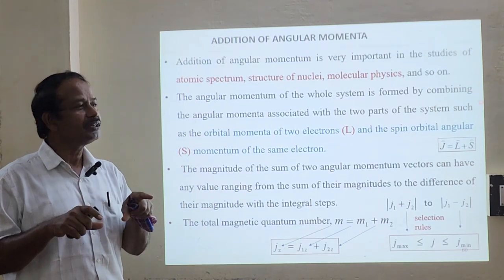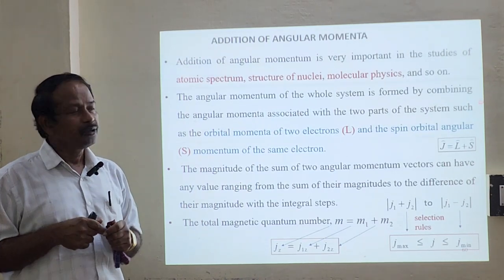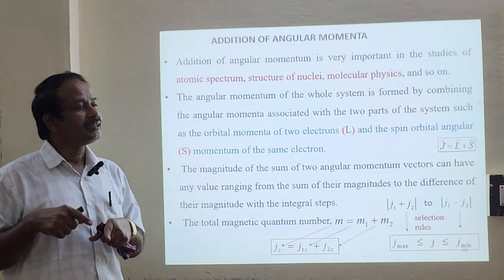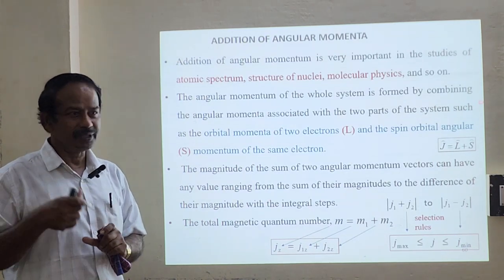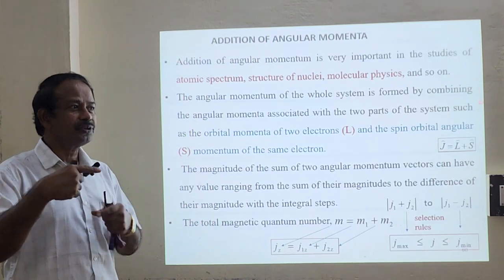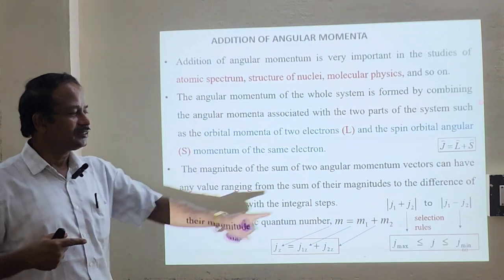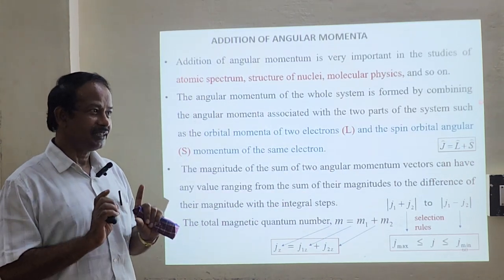As I said just now, we are going to talk about the projection vector. Projection vector is nothing but J_z equals M ħ, which we have already studied. The component of J is nothing but the projection vector. So M alone will change, J will always be kept constant.